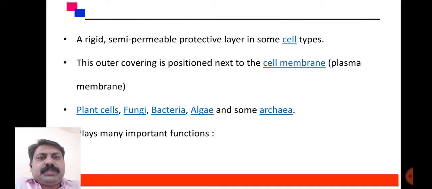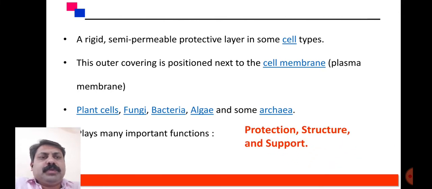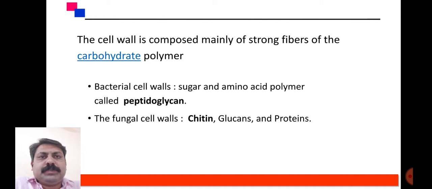The cell wall is present in plant cells, fungi, bacteria, algae, and archaea, and plays important functions like protection, structure and support. So the cell wall protects the entire organelles including the plasma membrane and the cytoplasmic matrix. It provides a specific structure to the cell and it supports the cell for its proper functioning.